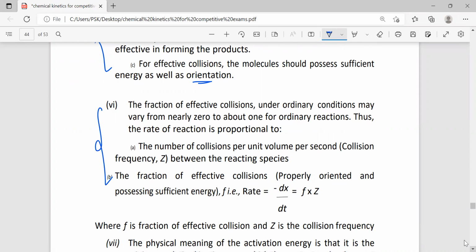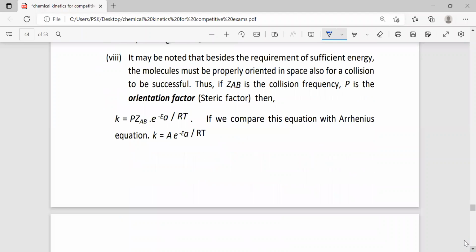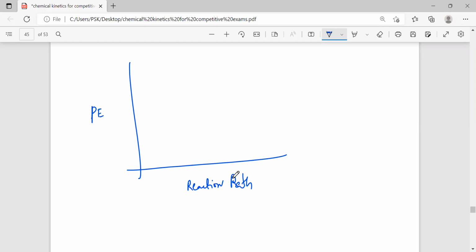All right, before we come to this concept, we will learn something called the graphical representation. The graphical representation is like this. This is potential energy. Potential energy versus the reaction path, or it is called the reaction coordinate.